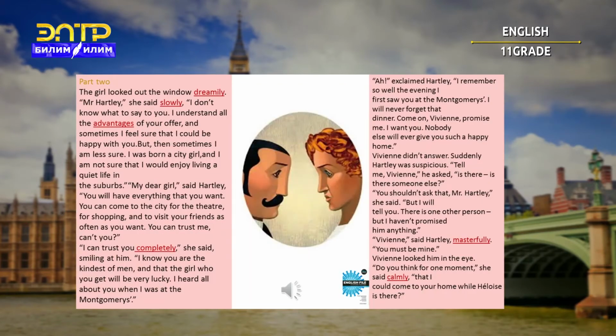As in the second text, in Part 2, all the adverbs are shown, highlighted.